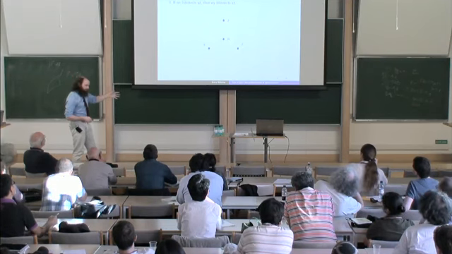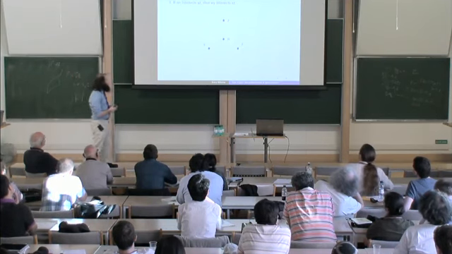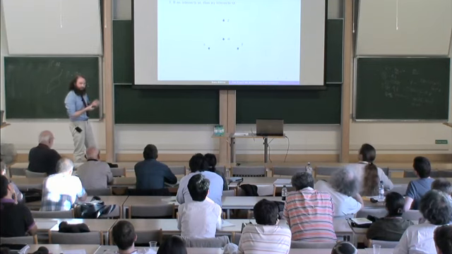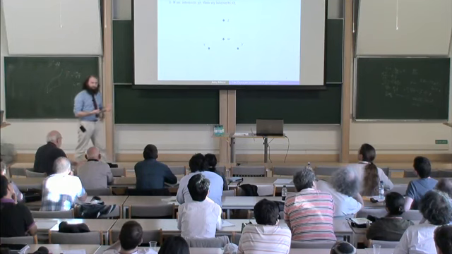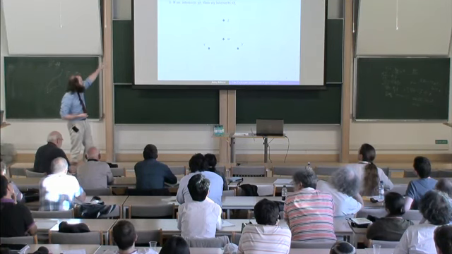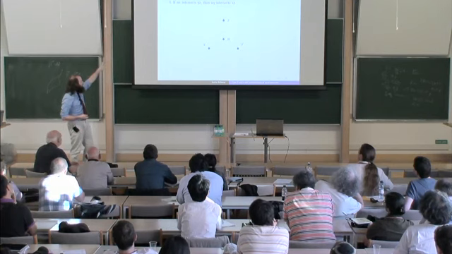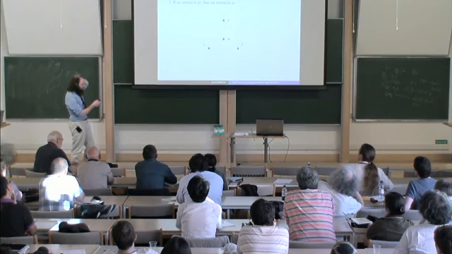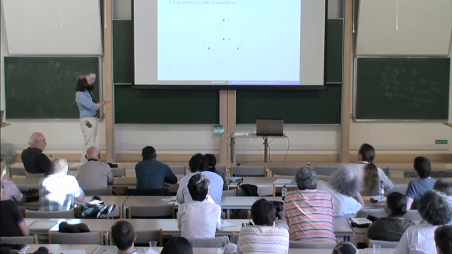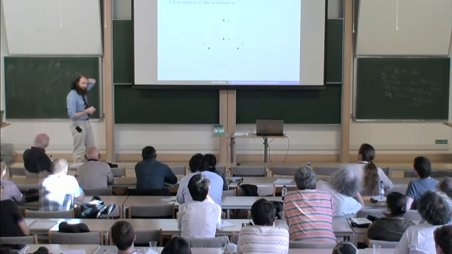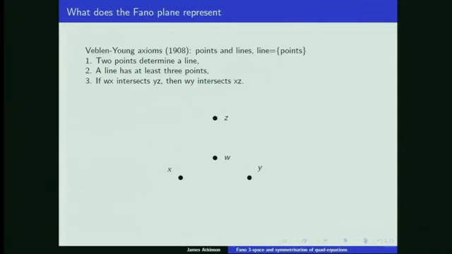Fano space was discovered by Gino Fano in 1892, and he was trying to obtain axioms for projective geometry. He obtained a list of 35 axioms, so they're not written here. I've written the 3 which were found by Veblen and Young in 1908. So this is the good axiomatic system for projective geometry. But this is also a useful point to start to explain Fano's discovery.